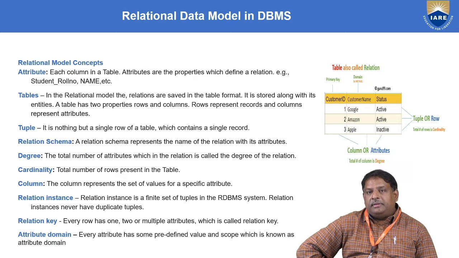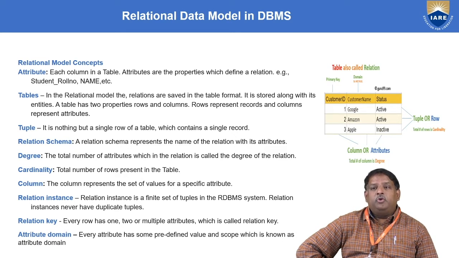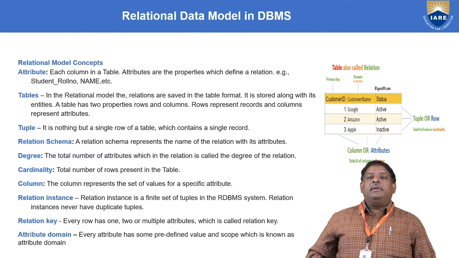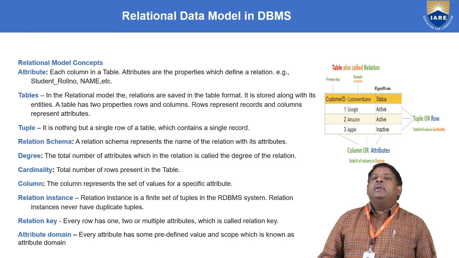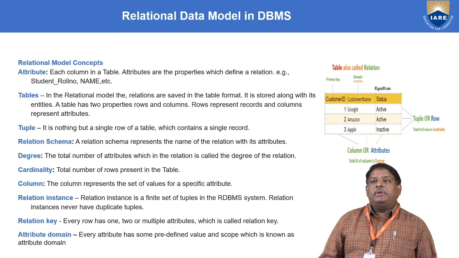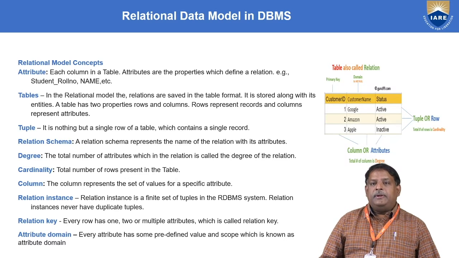We have seen earlier that a relation scheme is nothing but the name of the relation with the attributes. Now we see that a relational instance is a finite set of tuples in the RDBMS. The relational instance will never have duplicates, so each row would be unique. So a relation is a set of tuples, set of 1, 2, 3. These 3 would be the relational instance.